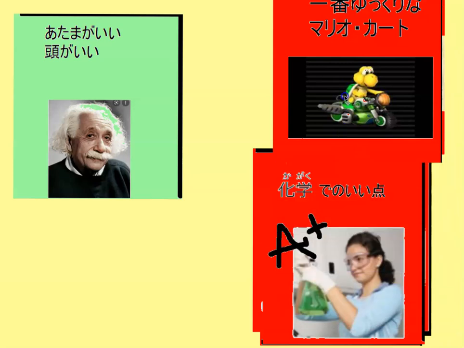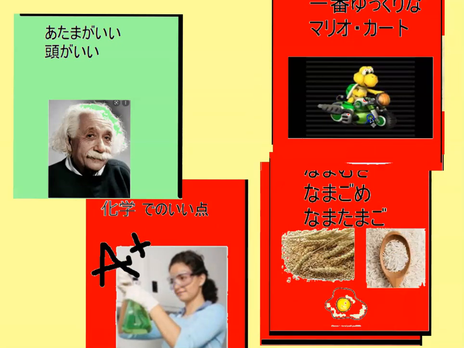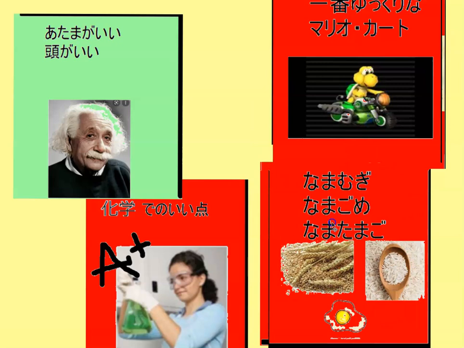10,000 yen? Nah. Big eyes and big ears? Nah. Oh, good grades in chemistry? Maybe. Okay. When it snows? Nah. Oh, here, this is a tongue twister. Namamugi namagome tamatamago. I like how I filled it in with red and it filled in the egg too.